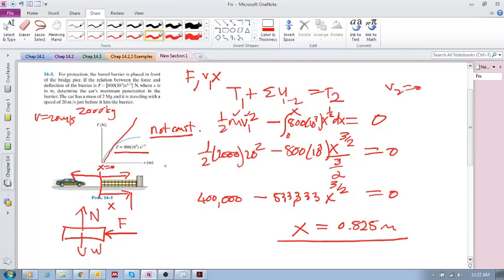So, what did you have to learn? Non-constant force. It's the only force. You need to keep it within the integral. And then, is it positive or negative work? It is negative because the vectors are opposing. And then you solve. Okay, cheers.